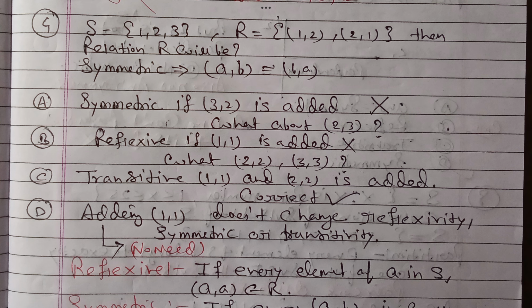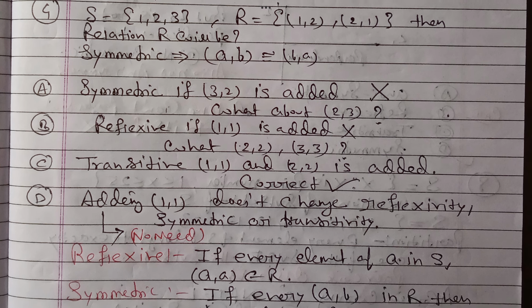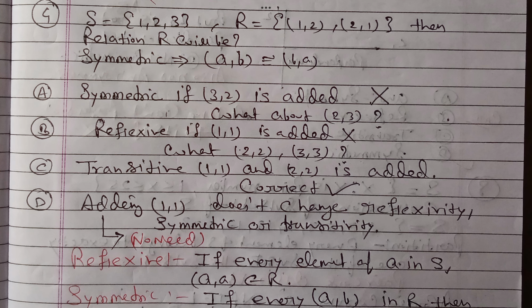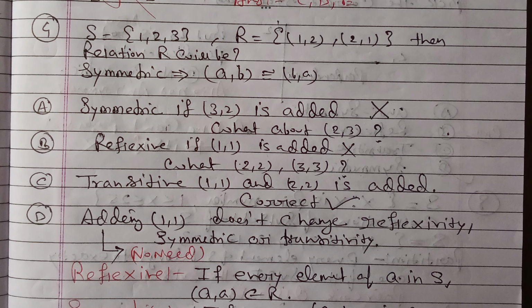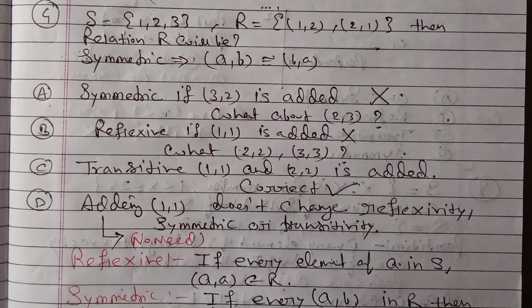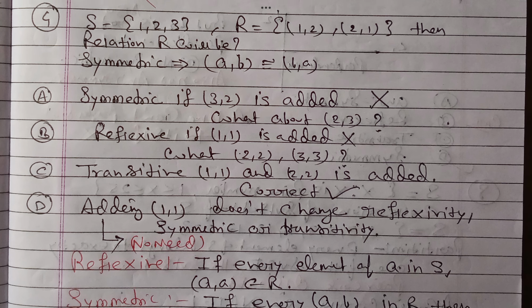Second, reflexive if (1,1) is added. What is the definition of reflexive? For all a, (a,a) belongs to R. So now (1,1) is added. What about (2,2) and (3,3)? Because in S there are a total of 3 elements, 1, 2, 3. So this is also incorrect.